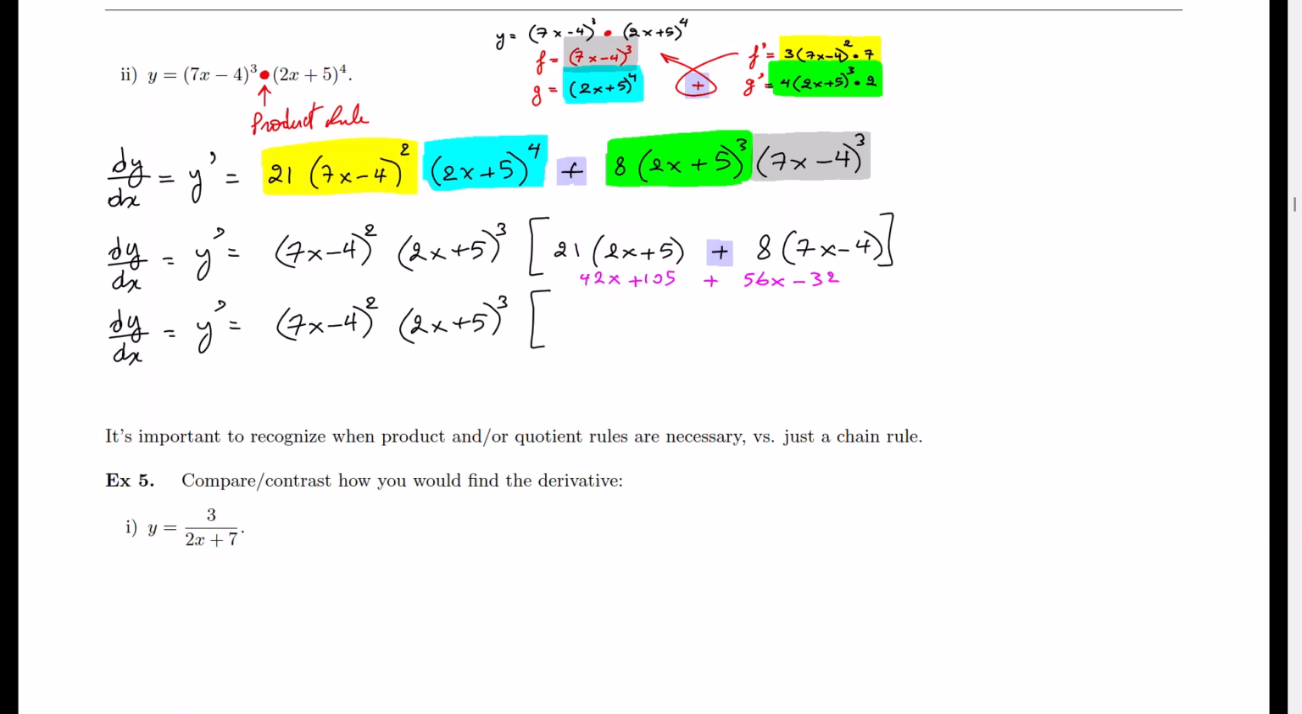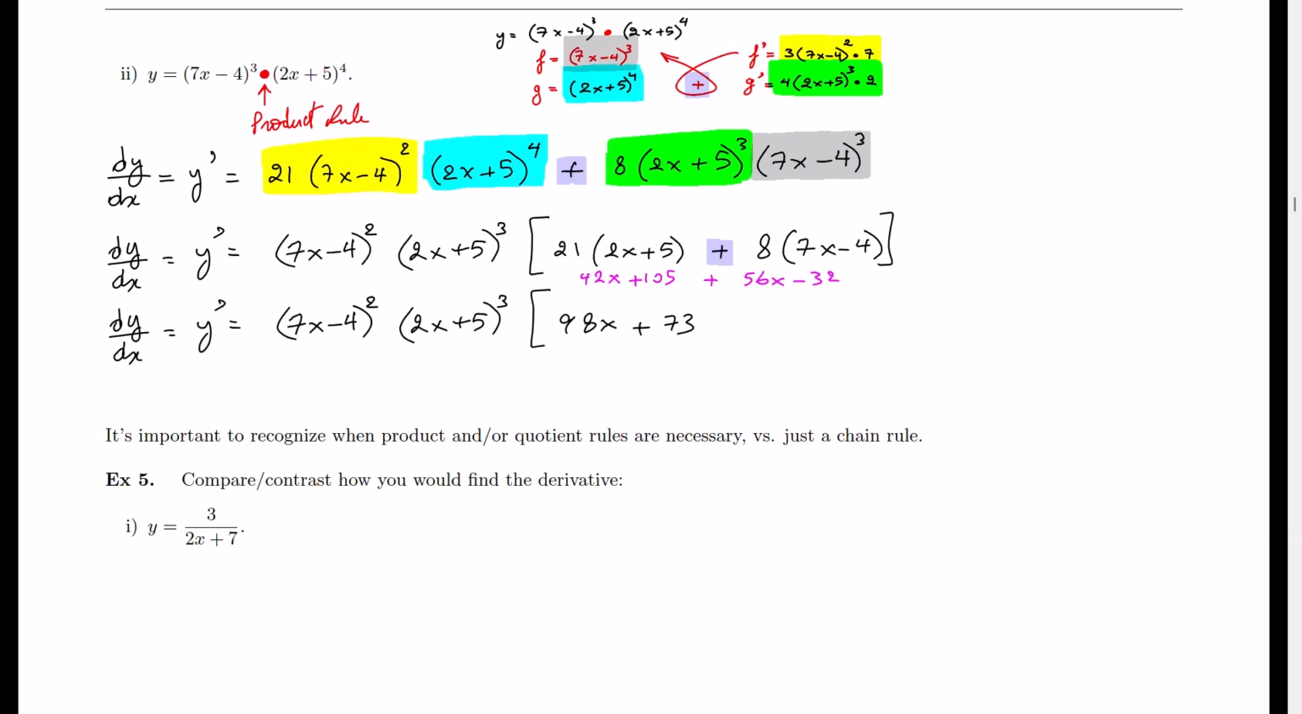So instead of wasting a whole line just to write that, I'll just do it right there in the middle and just wrap things up by adding 42x with 56x. So 42x and 56x are like terms. That means we're going to add them and they're going to give us 98x. And finally, the 105 and the 32 are like terms. They're both constants without x's. So when I add 105 and 32, I'm going to get 73 because 32 is technically negative. And so that is the end.